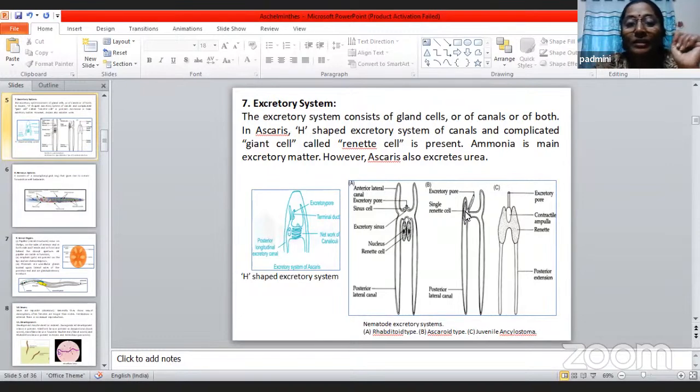And ammonia is the main excretory matter. So mostly what is thrown out of the body is ammonia. And sometimes Ascaris also excretes urea. Why urea? Whenever the host body is running short of water, during the summer season when the body is starving for water, that is when Ascaris excretes urea. All those animals, usually the reptiles and the birds also, because they want to restore the water in their body, try to excrete a larger amount of urea. But when there is excess water, then ammonia is excreted out. So that is the excretory system of the roundworms.